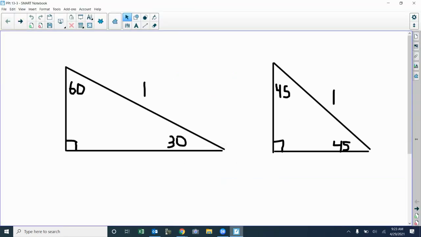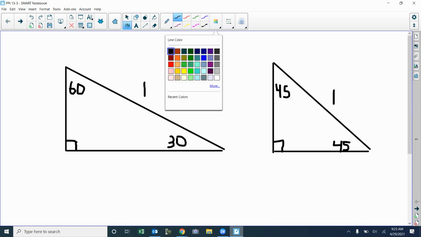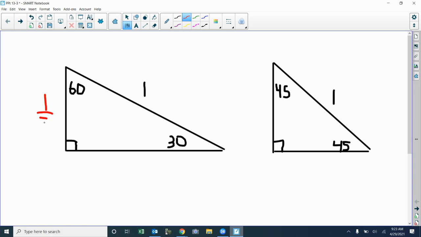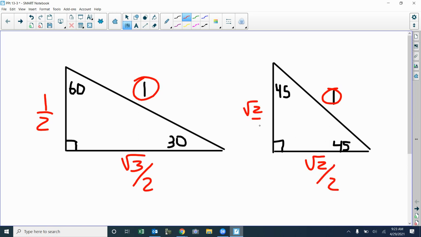Right, I'm gonna have this up quite a few days now. Let's remember that if I have a hypotenuse of 1 in a 30, 60, 90, the leg across from the 30 is gonna be 1/2. Across from the 60, square root of 3/2. We're gonna need this today as we start to work on the unit circle. With a hypotenuse of 1 on our 45, the leg is gonna be square root of 2/2, and this leg is square root of 2/2.